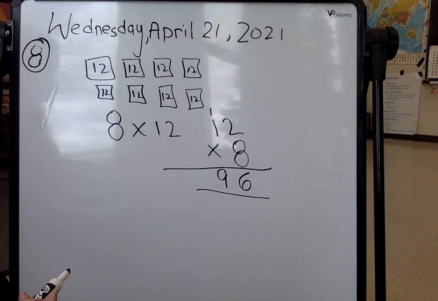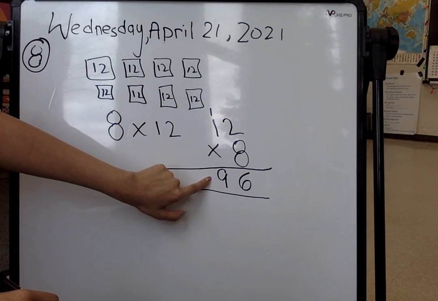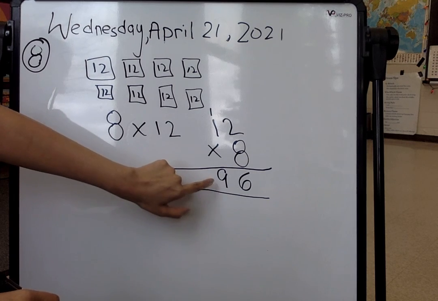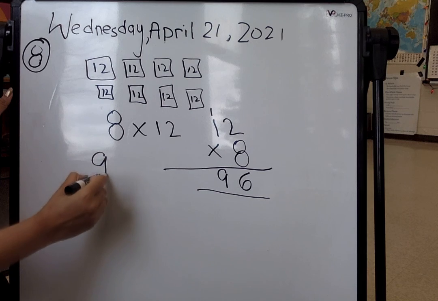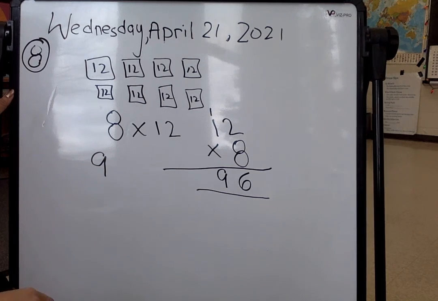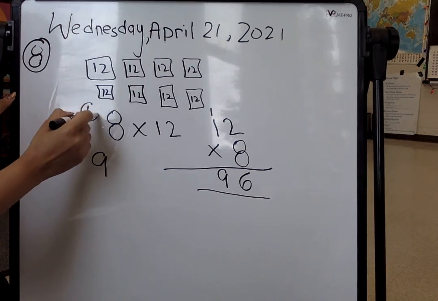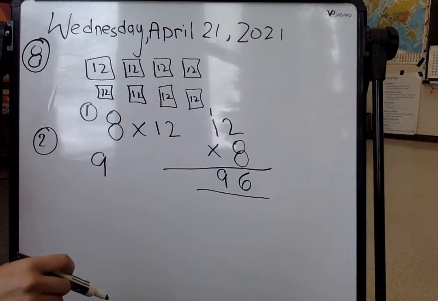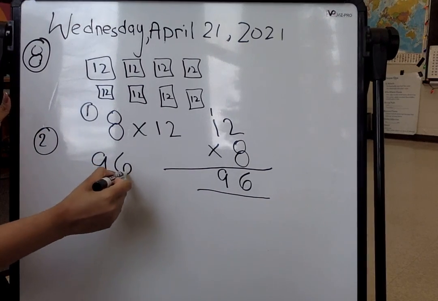Now the question is, there were 28 cookies left. How many cookies were eaten at the party? What do you think we need to do? So if we know that there were 96 cookies all together, 28 were left. So what do we need to do? We need to, of course, find the difference. How do we find the difference? We subtract. So this is part 2 of the problem. This was part 1 where we multiplied to find the number of cookies. Now we need to subtract.